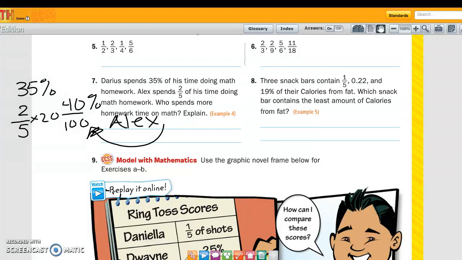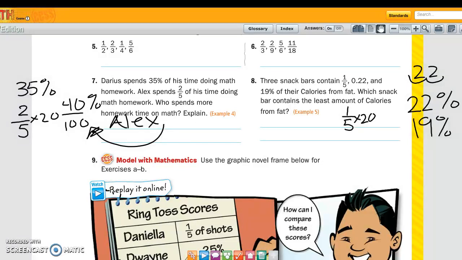Number 8. 3 snack bars contain 1/5, 0.22, and 19% of their calories from fat. Which snack bar contains the least amount? So I want to do percent. So I have 19%. 0.22, we'll go 1, 2. We'll change it to 22%. And then 1/5, I'm going to multiply by 20 to get 20 over 100. So that is 20%. So which snack bar contains the least amount of calories from fat? That would be the one that has 19%.